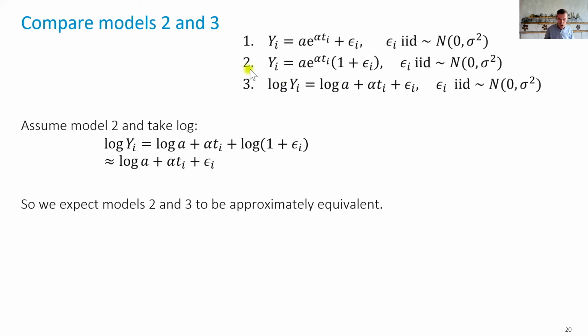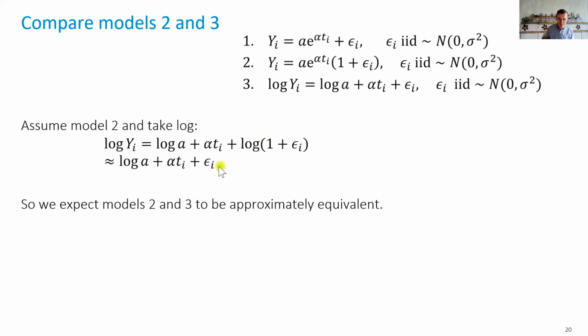As we discussed before, they are not exactly the same, because if I take model 2 and I take the log of model 2, I will obtain log y is equal to this, those are all constant, plus log of 1 plus epsilon. So model 2 is not the same as log model 3, because if epsilon is Gaussian, log of 1 plus epsilon is a nonlinear transformation. It is not Gaussian. It's a complicated distribution.